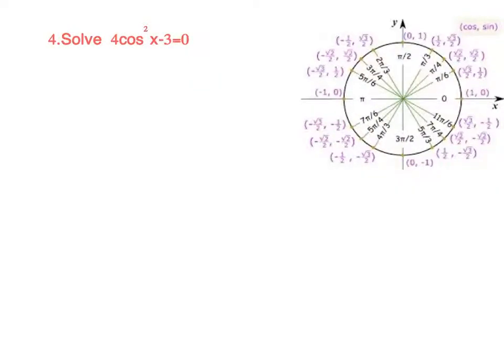Number 4. 4 cosine squared x minus 3 equals 0. So I am going to change my pen width. Let me change my colors.